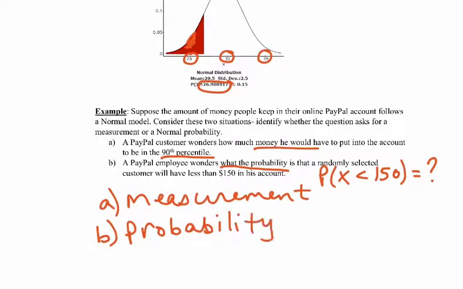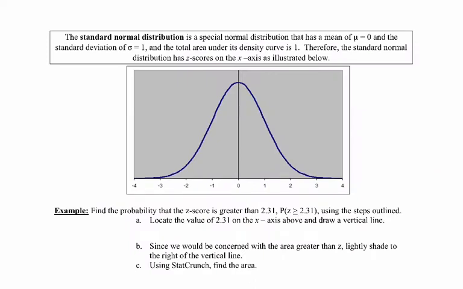Same thing. Okay, the standard normal distribution. Now we haven't talked about this yet, although we did talk a little bit about z-scores earlier in the course, and it's all the same idea. The standard normal distribution is a special normal distribution that has a mean of 0 and a standard deviation of 1. The total area under its density curve is 1, just like any other normal distribution, so that part shouldn't be new. Therefore, the standard normal distribution has z-scores on the x-axis as illustrated below.